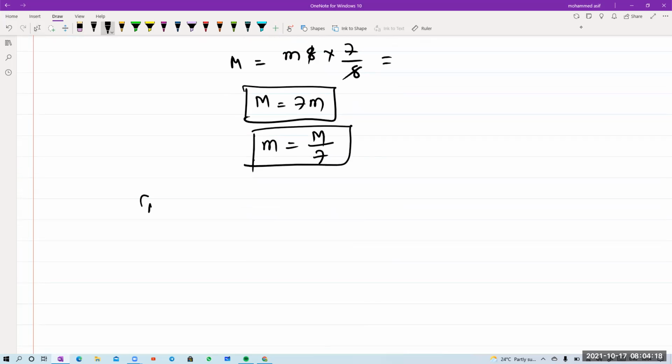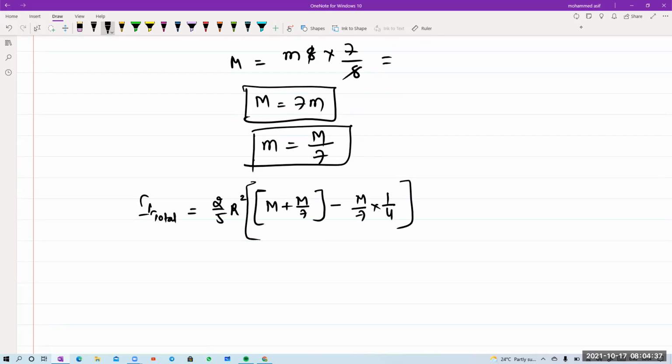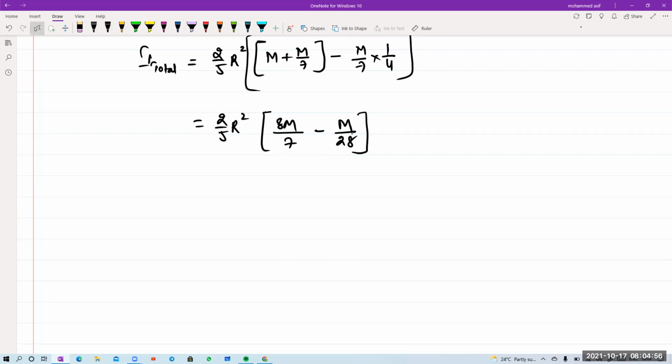It means moment of inertia of the total will be equal to how much? That will be equal to 2 by 5 into your capital R square into capital M plus small m. Small m is nothing but capital M by your 7. This one will be minus, that is capital M by 7 into your 1 by 4. Okay, so this will be equal to your 2 by 5 into your R square into, this will become for me 7, 7, 1 plus 7, 8, 8 M minus this will become M by your 28. Yeah. So now if I take M out, this will be equal to 28, 5.